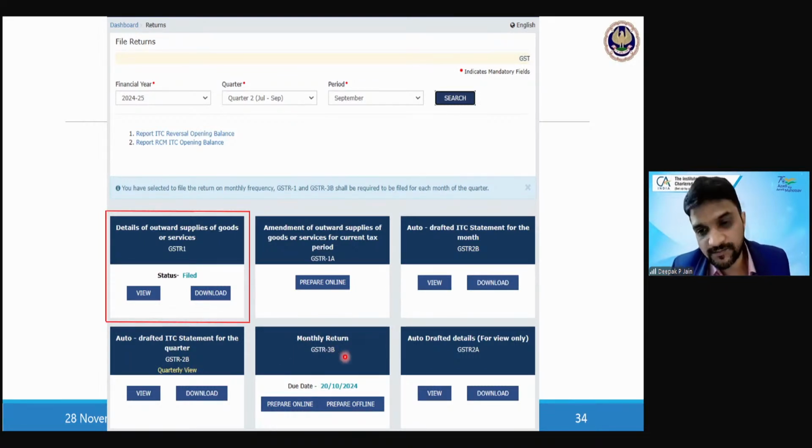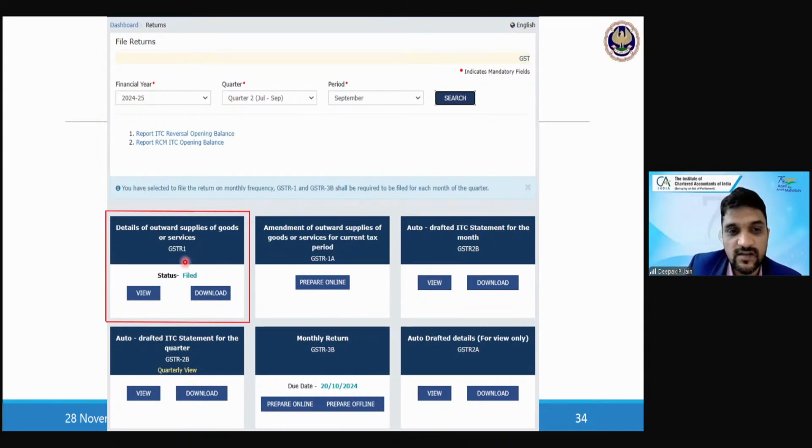Then monthly return in GSTR3B. And then auto drafted details will also come in GSTR2A. So two options are available. Okay, Mahi, I'll explain this, then I'll come to your doubt. So this is how it appears: GSTR1, 1A, 2B, two kinds of views for 2B, 3B, and GSTR2A.